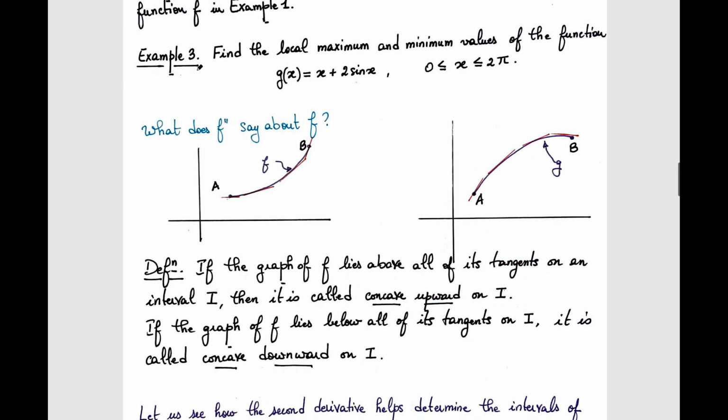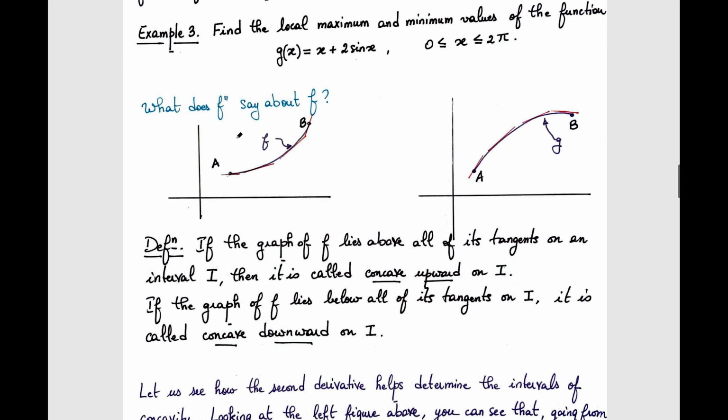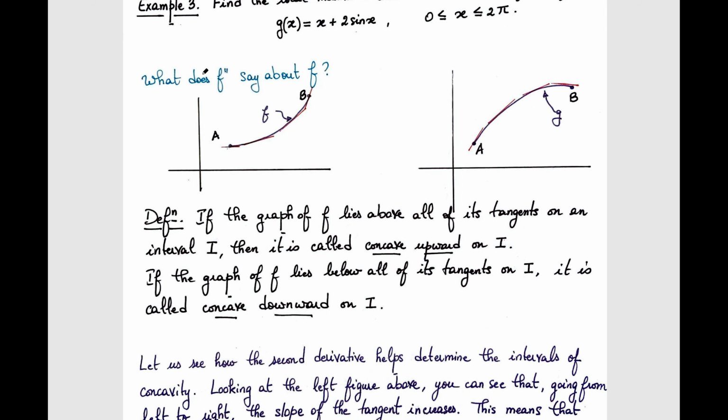All right, so we've just finished example 3. The next question is, if we have information about the second derivative of a function, what can we deduce about the function itself? In order to answer it, let me get some terminology out of the way. Let's read this definition. If the graph of a function f lies above all of its tangents on an interval I, then it's called concave upward on I.